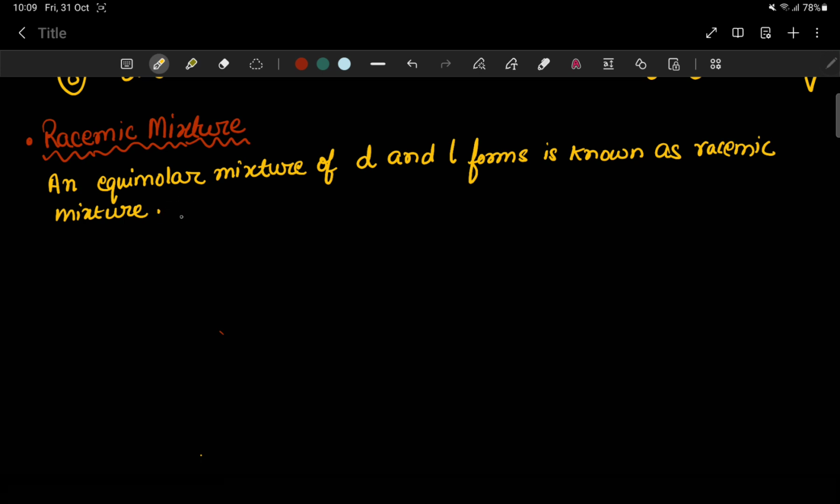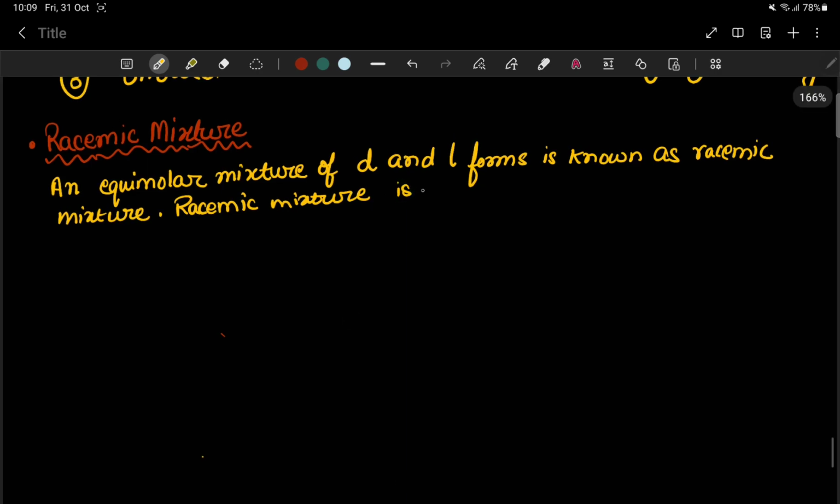A racemic mixture is optically inactive due to external compensation, right? Let me show you what this is. A racemic mixture is optically inactive due to external compensation. What is this? I'm showing you.